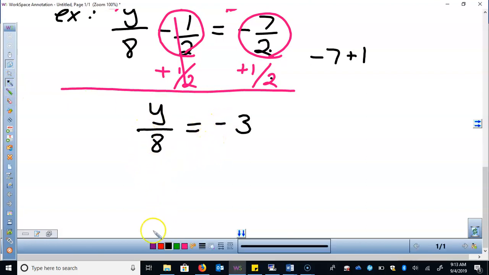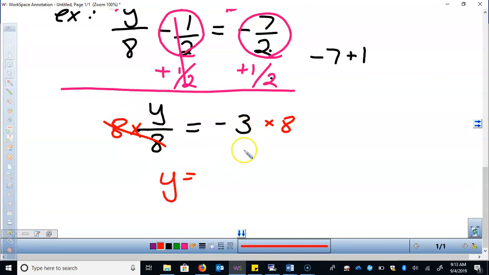And now we need to undo the coefficient. The coefficient that's here is actually 1/8, but we look at this as y divided by 8 because a fraction is still the same as division. So to undo that 8, we multiply both sides by 8. 8 over 8 equals 1. 1 times y is still y. And then we have -3 times 8, -24.